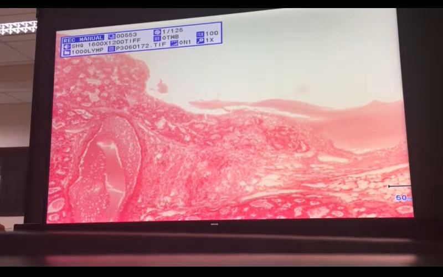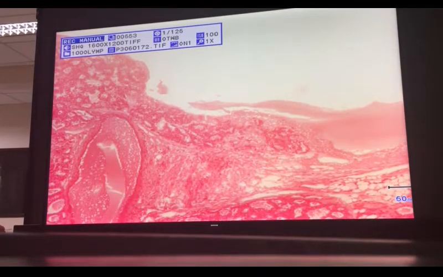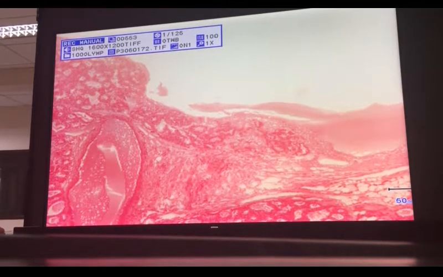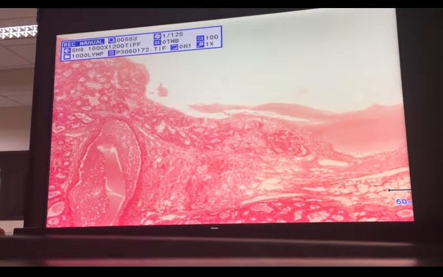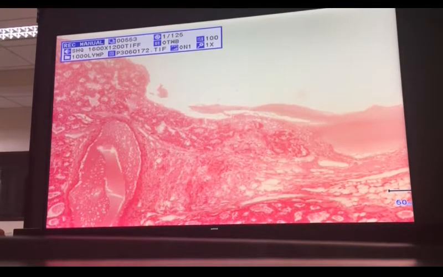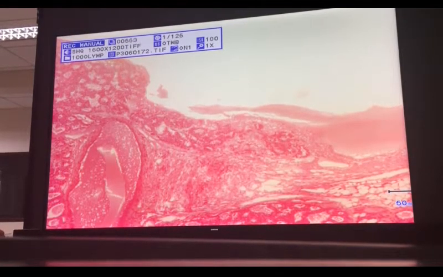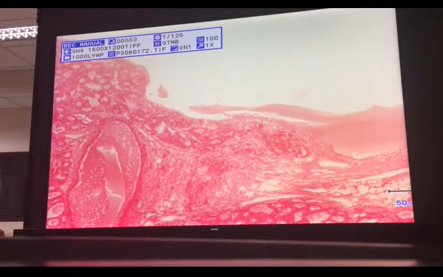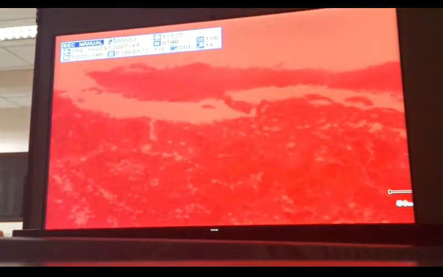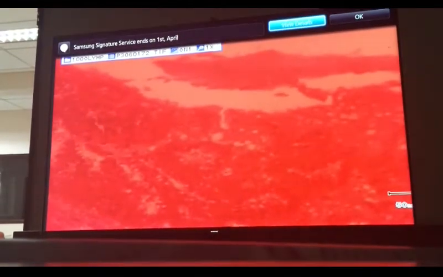Can you see the pointer? Okay. That is one lobule. That is another lobule also. So any duct within a lobule is called an intralobular duct. And then that duct which is outside of the lobule is an interlobular duct.